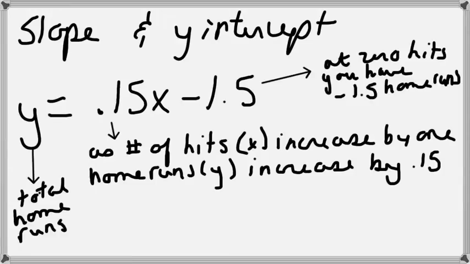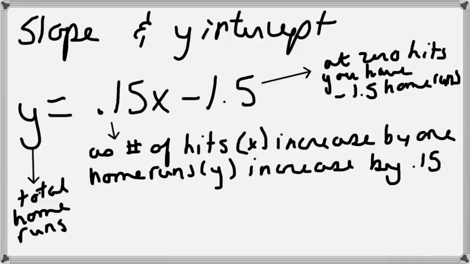And then I asked you to add in, and the secret message tonight again is to make sure you label every number and every variable, not just the slope and the y-intercept. So the slope means as the number of hits x increased by 1, then the home runs y increase by 0.15, and the y-intercept, negative 1.5, means at 0 hits you have negative 1.5 home runs.